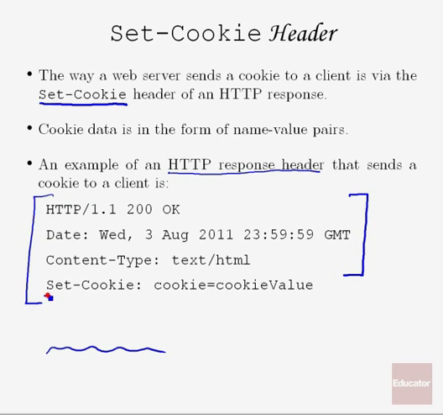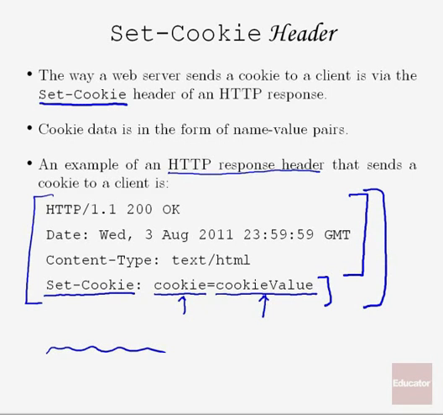But you can see it has a new header here called Set-Cookie, and basically you provide the name of the cookie and then its value. So the server is saying, I'm sending this client a cookie that has the name cookie and the value cookie value. When the client receives this response, it's going to store this cookie and associate it with whatever website this response came from.